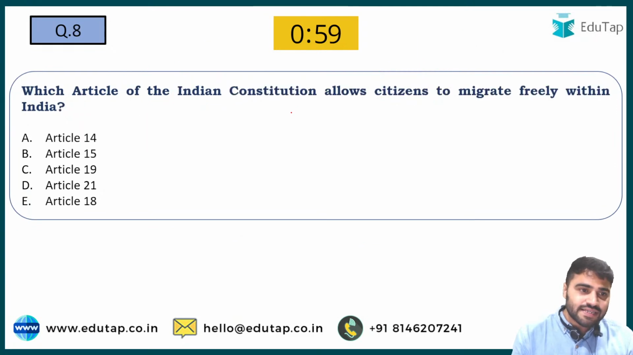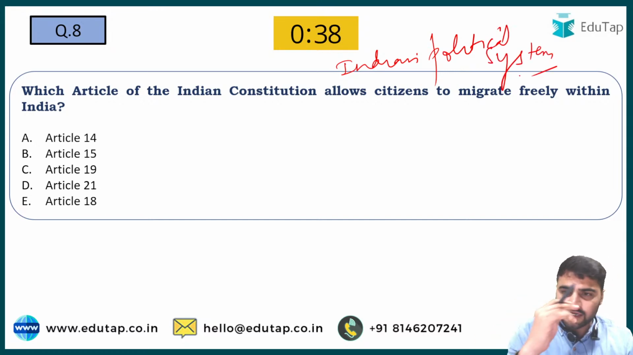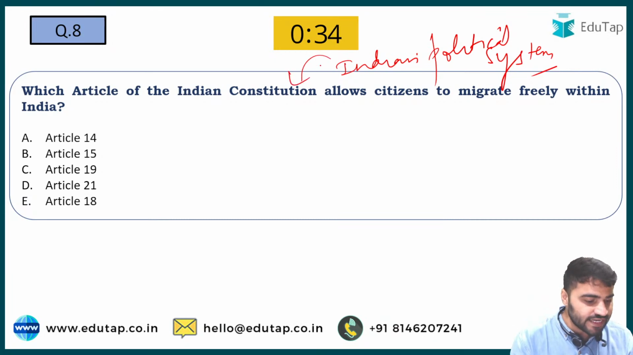So guys, question number 8 is, which article of the Indian Constitution allows citizens to migrate freely within India? Your options are Article 14, Article 15, Article 19, Article 21 or Article 18. Basically this question is from the topic Indian political system, right? If you know, this is the topic under your social wala component. So this question is from the Indian political system. That is why we are talking about the Constitution of India.